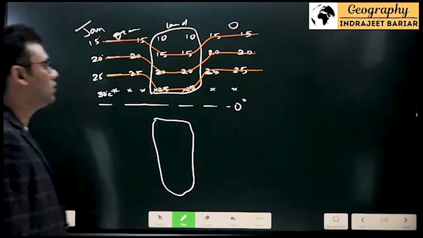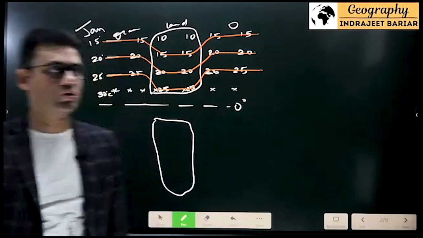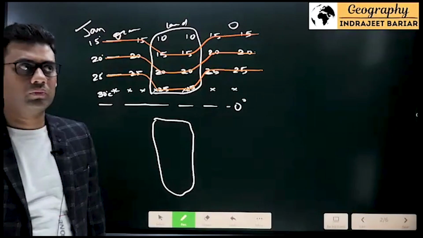Over land, the isotherms are bending towards north or south? Over land, isotherms are bending towards south. In the northern hemisphere. In the northern hemisphere, January.